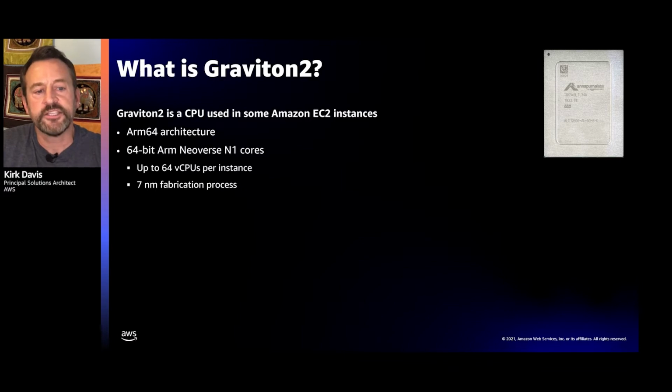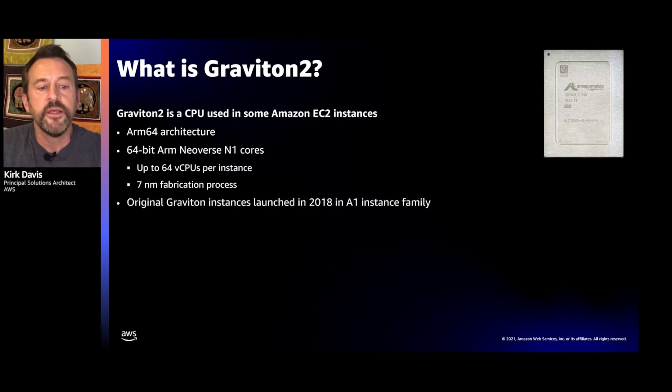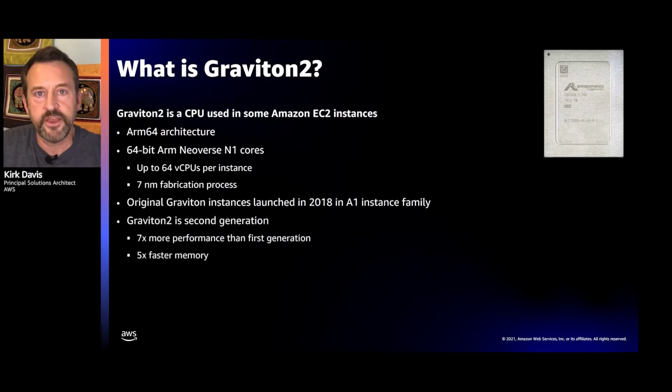The 2 in this case refers to this being the second generation of the chip, and it's substantially faster and more capable than the first generation. The original Graviton was launched in 2018 in the A1 instance family, and that was done partly as a way to seed the ecosystem for the chip. So that let software developers and partners learn to build and build on ARM and come out with the right tool sets and things like that. We announced the Graviton2 at reInvent 2019, so about 2 years ago. And then over the course of the following year, we launched new instance families based on that chip.